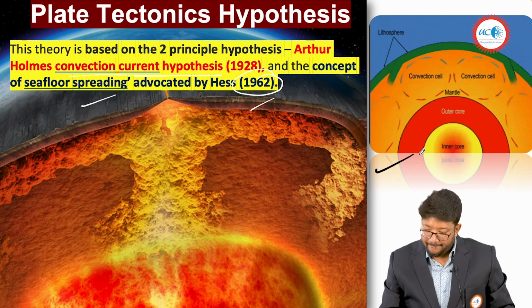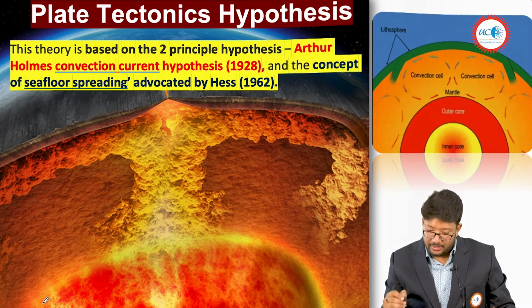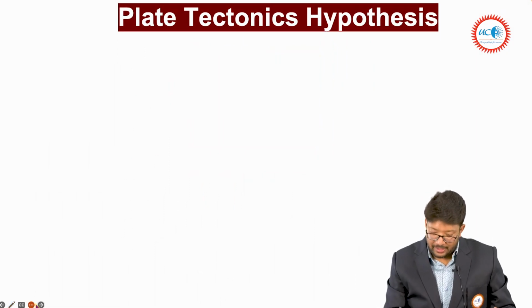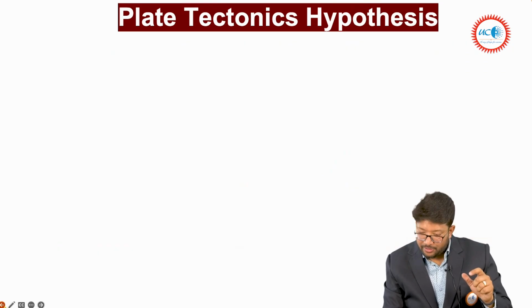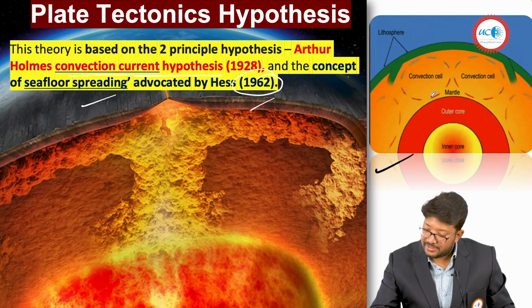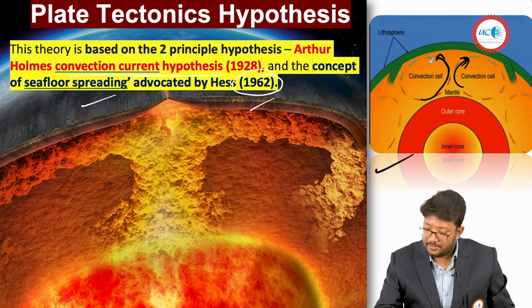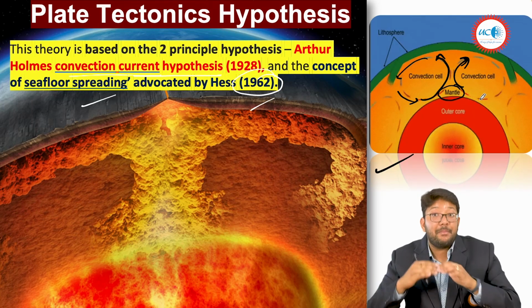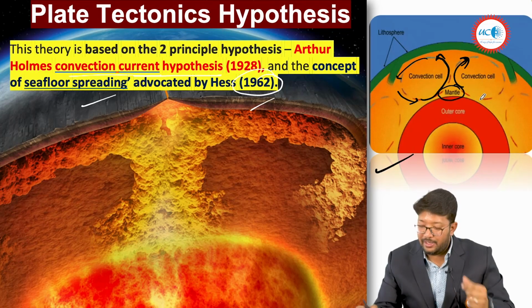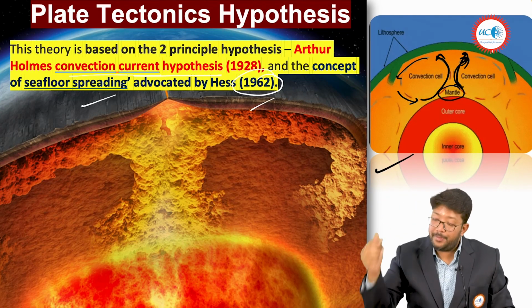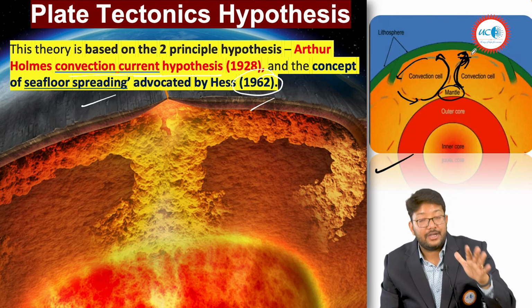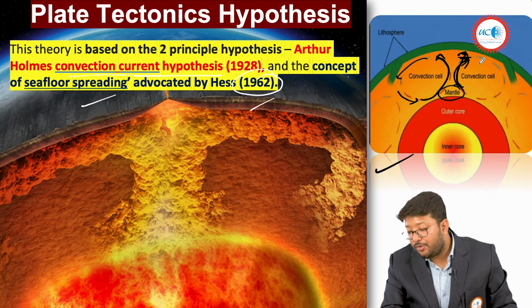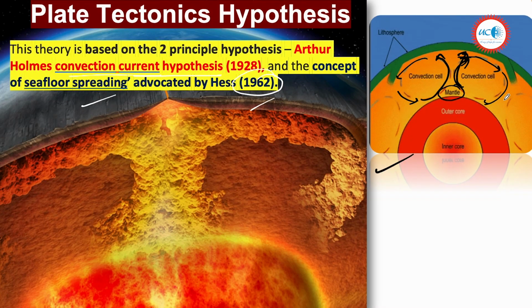Now students, in this plate tectonic hypothesis, the first is the concept of convection currents. Let me talk about this first. This is Arthur Holmes. Can you see the convection cells here? These currents are called convection currents. When the magma in the mantle is rising, it becomes low pressure, meaning it will rise above. Now as it goes up, the temperature is getting down, so the density will increase. Because of the high density, that magma will again go down. This particular process is called the convection current hypothesis.